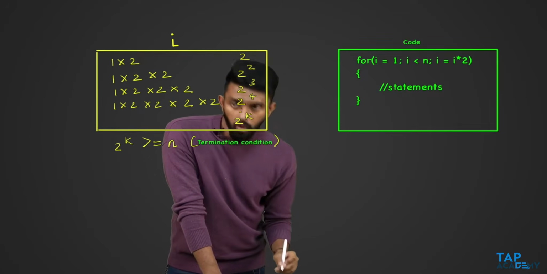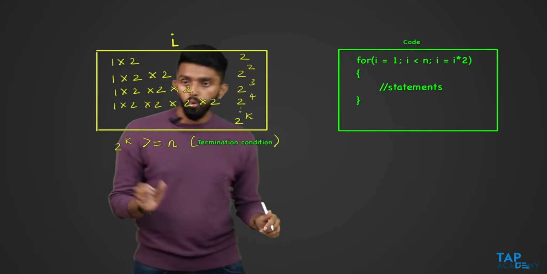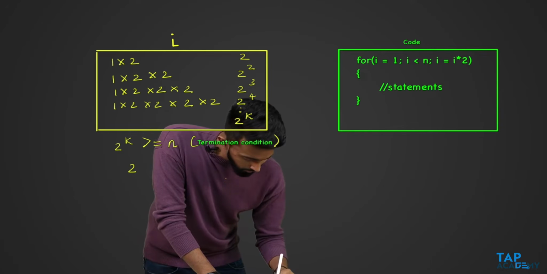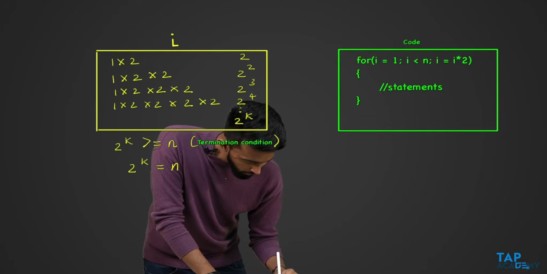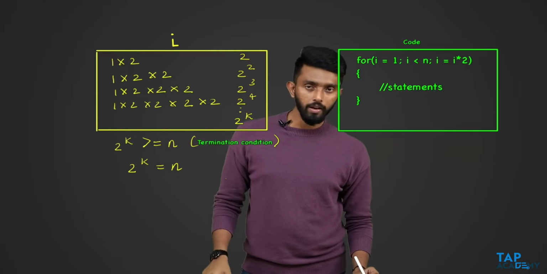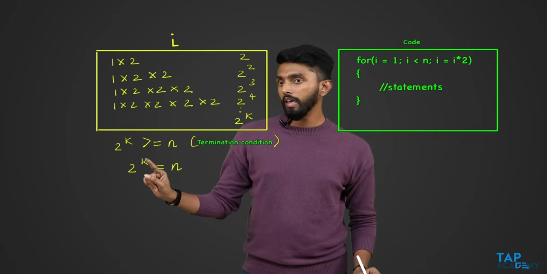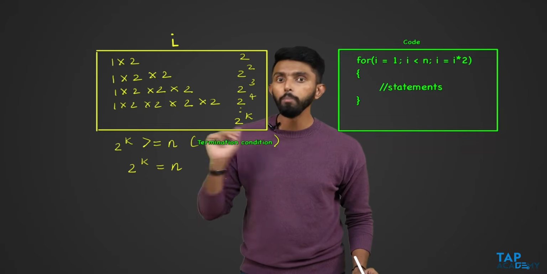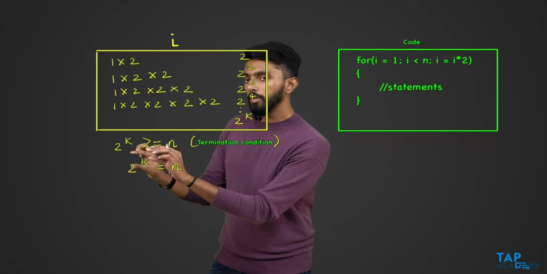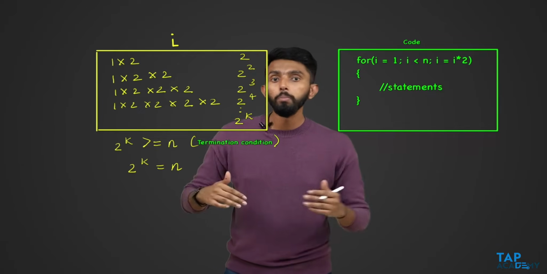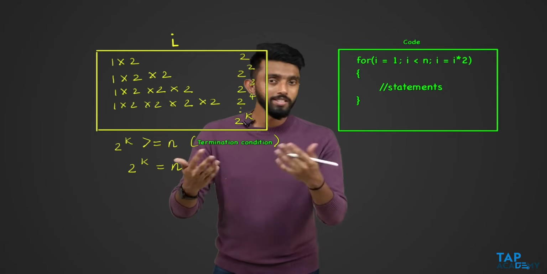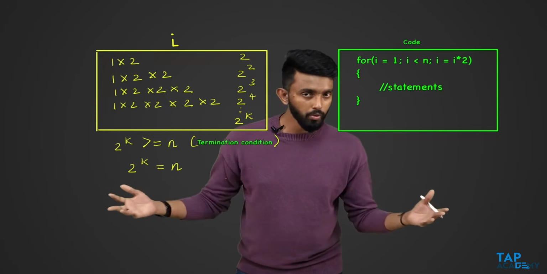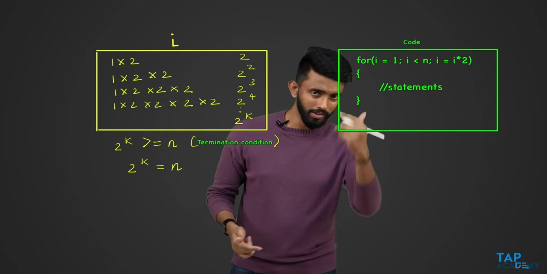Now I have 2 to the power k greater than or equal to n, which means in one way I can write 2 to the power k equal to n. Let's remove that greater than. I want k, which is in the power, to come below. Whenever you want something in the power to come below, you have to apply log on both sides. This is simple mathematics which you have learned in your first PU, second PU, 11th standard, 12th standard. Just refresh your mind a little bit, right?